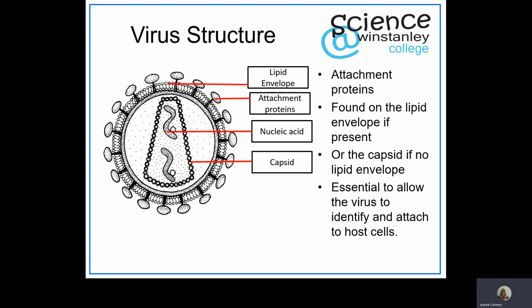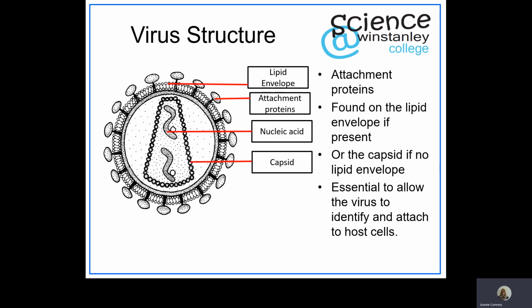Along that lipid envelope on our diagram, we can see these stalk particles that stick out. These are what we call attachment proteins. If a virus has a lipid envelope present, like HIV, the attachment proteins are on this outer lipid envelope. Like I said, not all viruses have lipid envelopes, and if they do not, these attachment proteins are actually sticking out as part of the capsid.